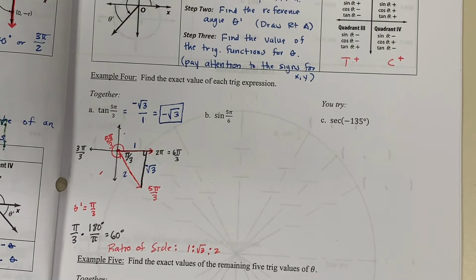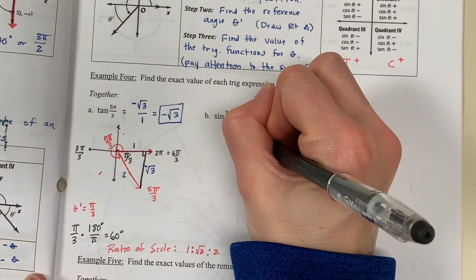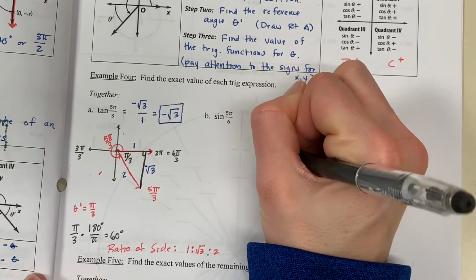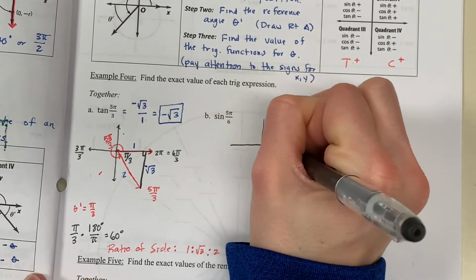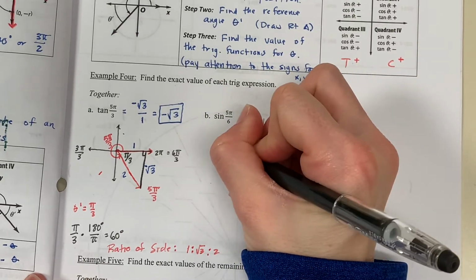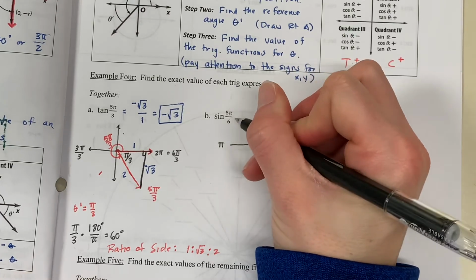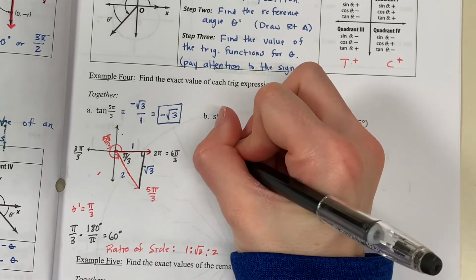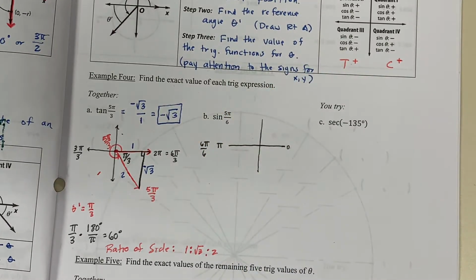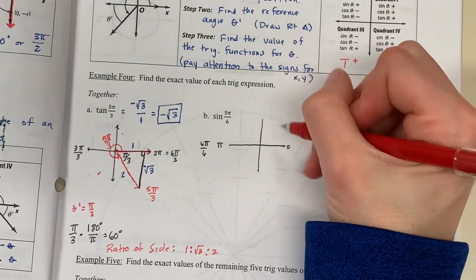Okay, letter B. Letter B, we have the sine of 5 pi over 6. First thing I'm going to do is draw the angle in standard position. So I have 0 and I have pi. Now, with the denominator 6, pi is equivalent to 6 pi over 6, which means the top half of the coordinate plane is divided into 6 equal parts.